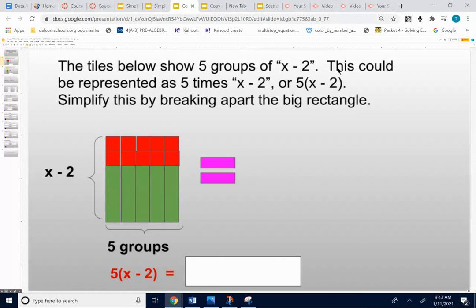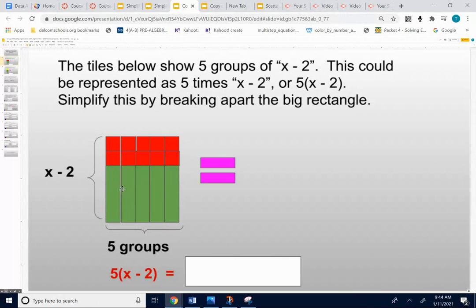Remember in the 4th grade or 5th grade when you learned multiplication? Multiplication was just groups. So 5 times x minus 2 could be thought of as 5 groups of x minus 2, and we're just arranging that in a great big rectangle.